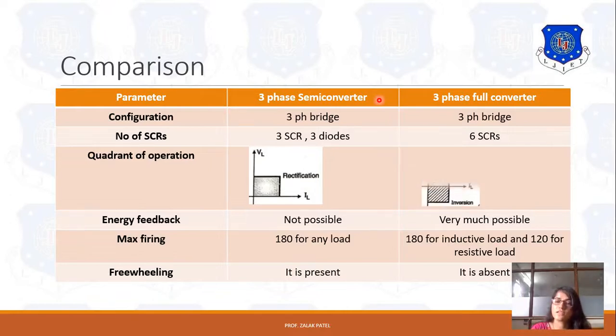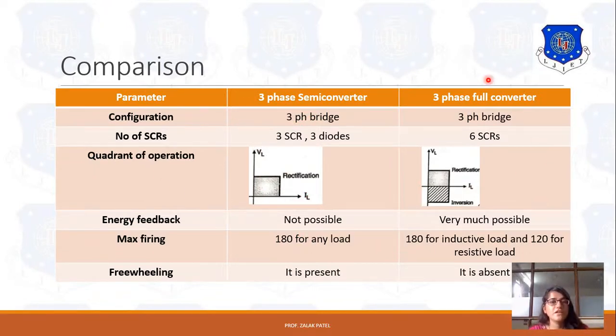While in case of the full converter, we already discussed in the lectures that it can operate as a rectifier and as an inverter based on the value of the firing angle. So you can draw the difference for the different quadrants of operation. For energy feedback, not possible. Why is it not possible? Because load to source is not possible, that's why energy feedback is not there.